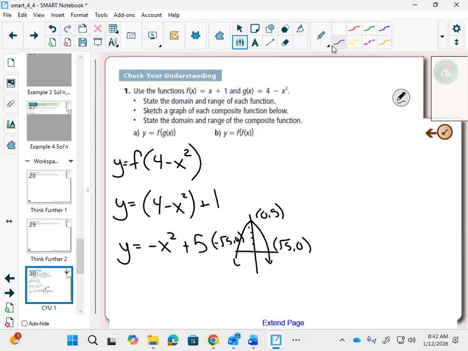State the domain and range of the composite function. So the domain of this function is everything. And the range of this function is y is less than or equal to 5.